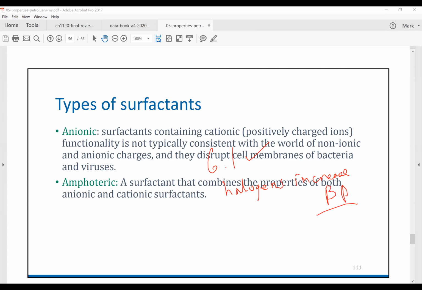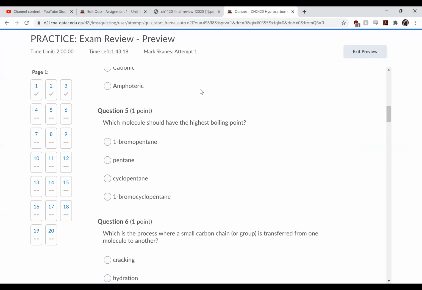Bromocyclopentane would be our biggest. It's the cyclo, which is higher. It has a bromo, which the other 2 do not have. The answer here would be, yes? We can't see the question. Oh, sorry. Here you go. I'm not sharing my screen.